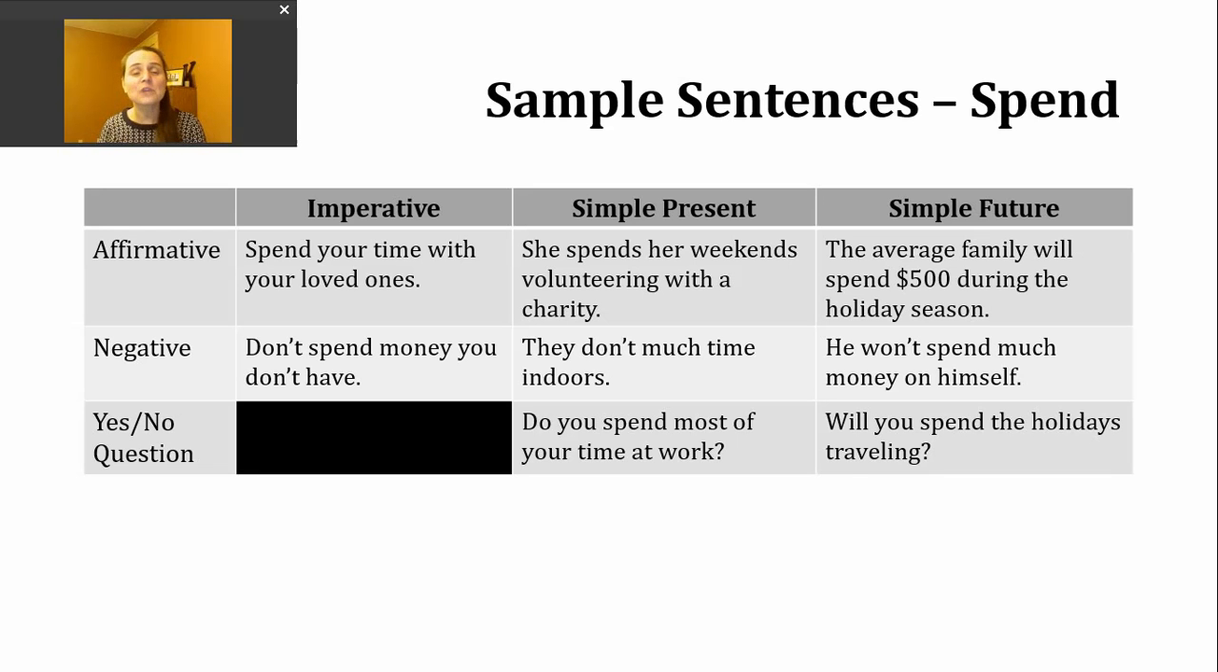Okay? So with the imperative in the affirmative, we're going to start our sentence with the base verb. Now, you can always soften an imperative statement by using please. You could put please at the beginning, or you could put please at the end. You don't need it in both spots, though. One please is just fine.